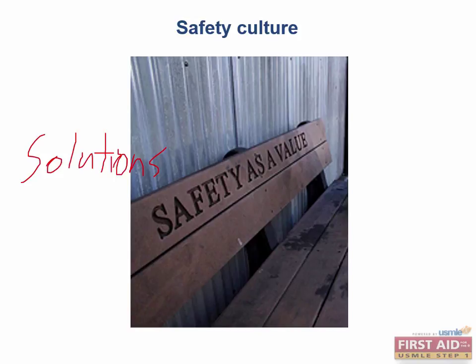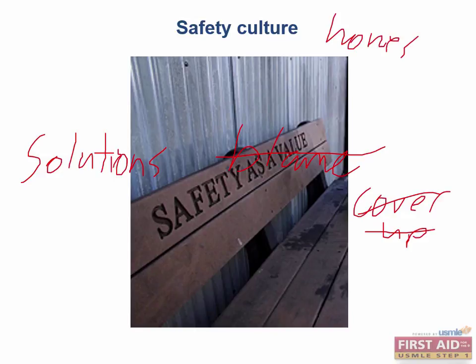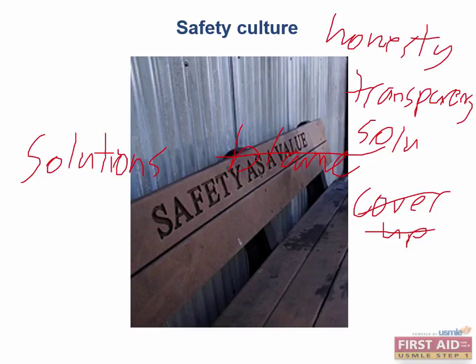For questions on the boards, if you or a colleague make a mistake, the wrong answer will usually involve blame or cover-up. And this seems fairly obvious. The right answer, however, will always be focused on principles like honesty, transparency, and again, solutions to fix that mistake.